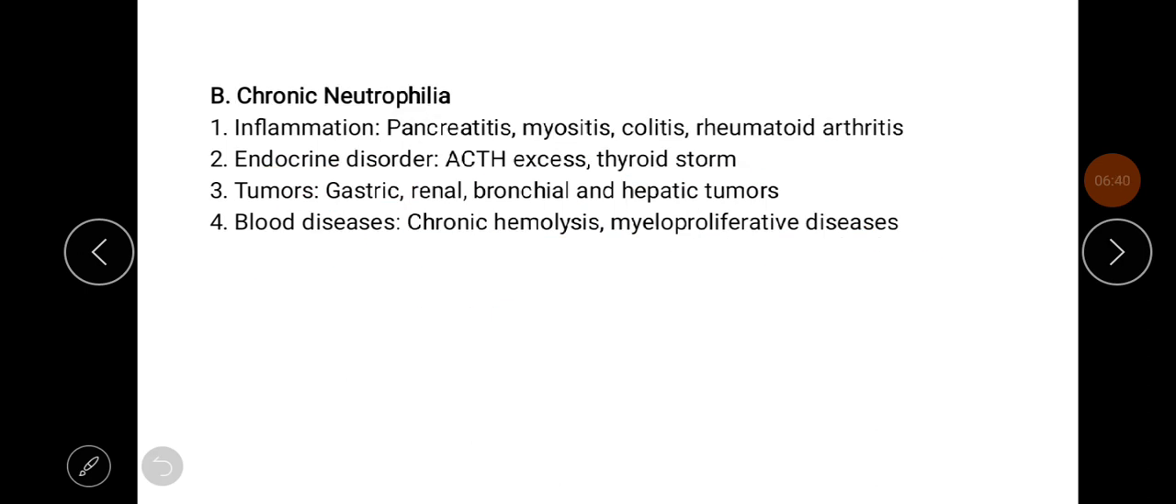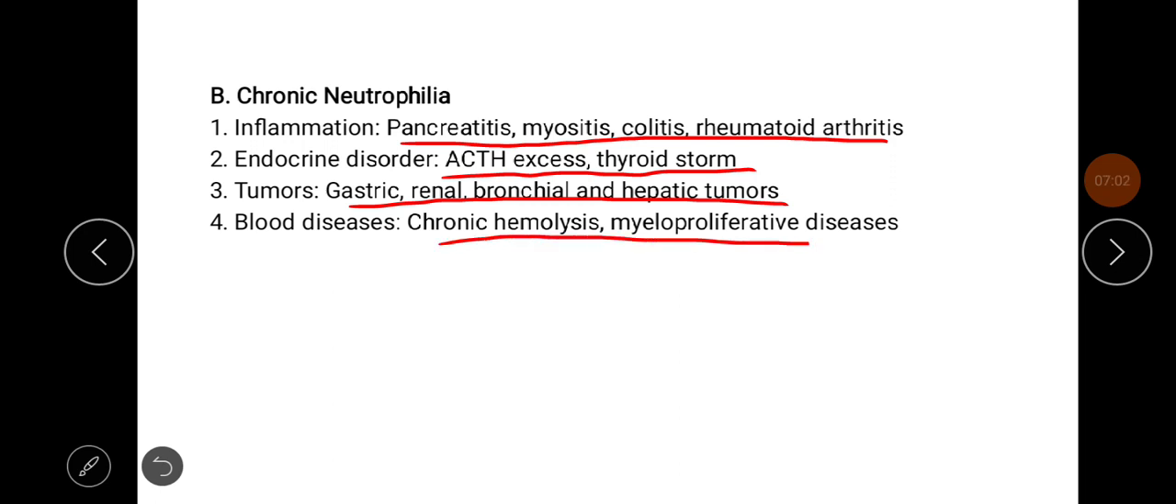Chronic neutrophilia, that is a chronic increase in the count, occurs because of inflammation of pancreas, myositis, colitis, rheumatoid arthritis, endocrine disorders like ACTH excess, thyroid storm, tumors of gastric, renal, bronchial, and hepatic origin, and blood diseases, chronic hemolysis, and myeloproliferative disease. Okay, so these are the causes for chronic neutrophilia.